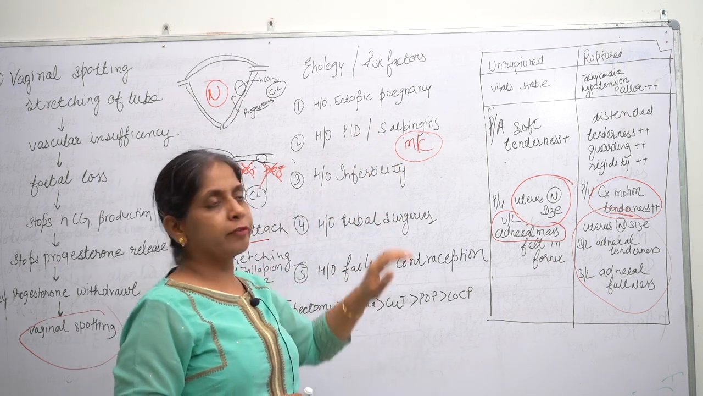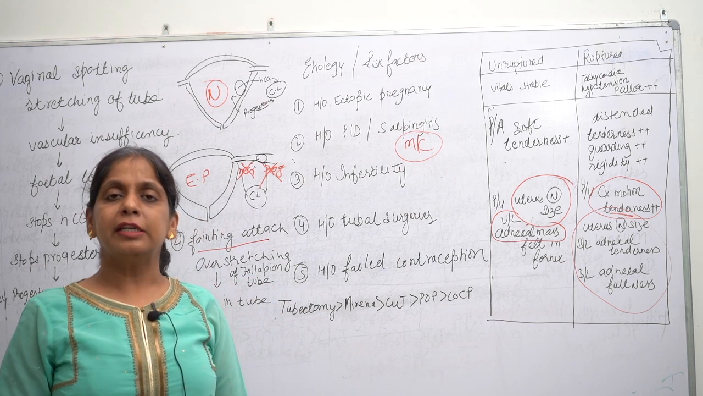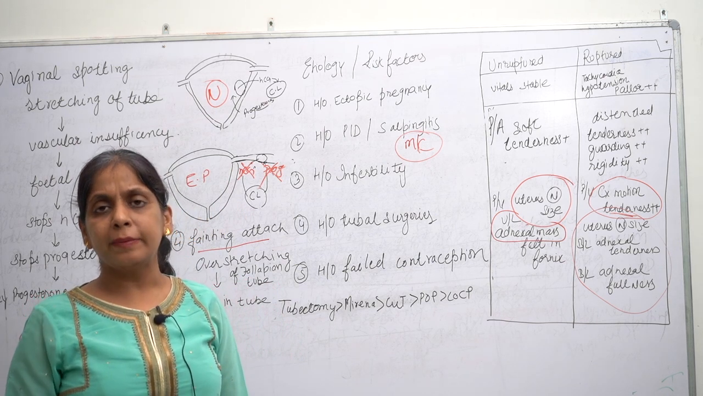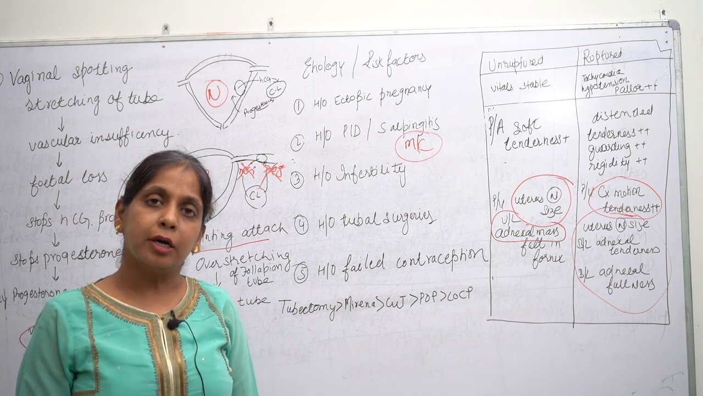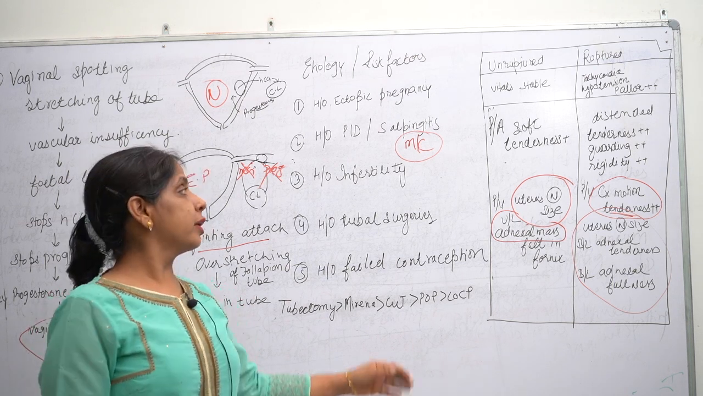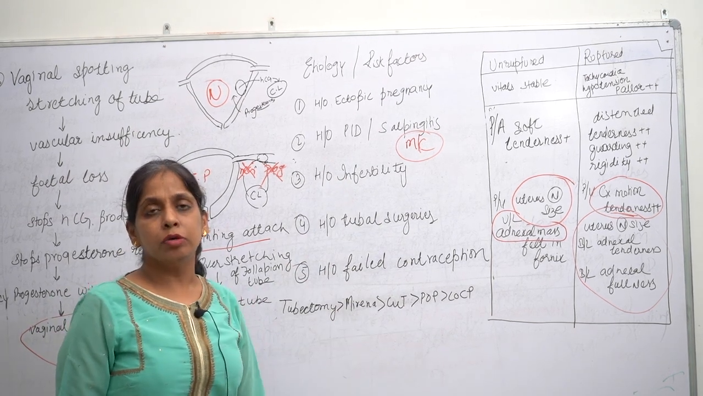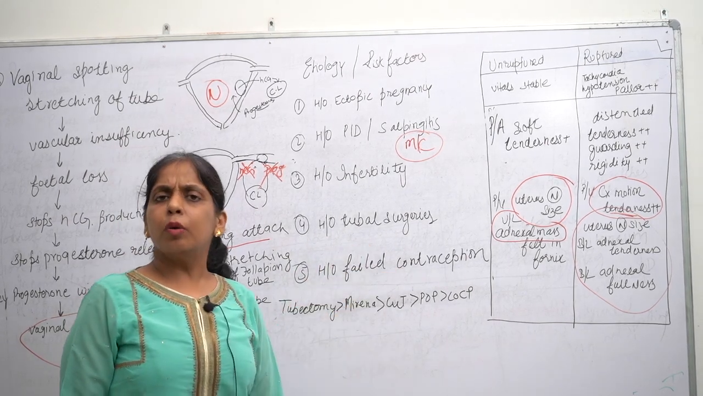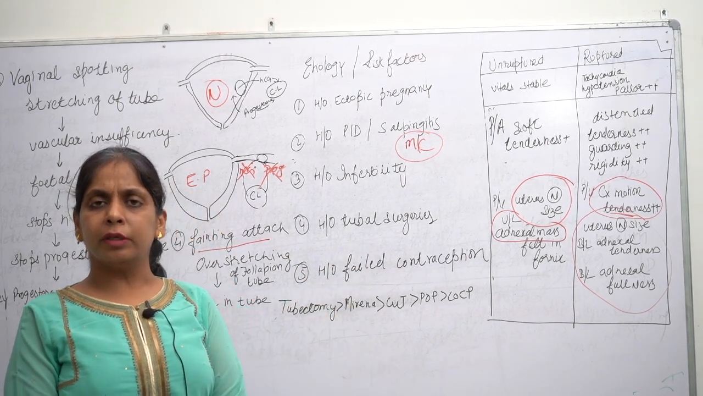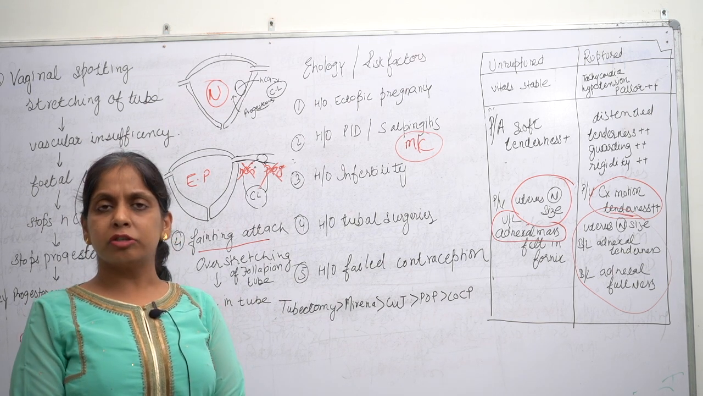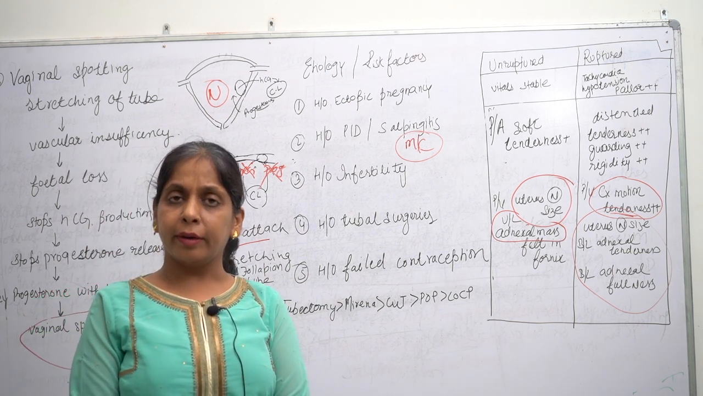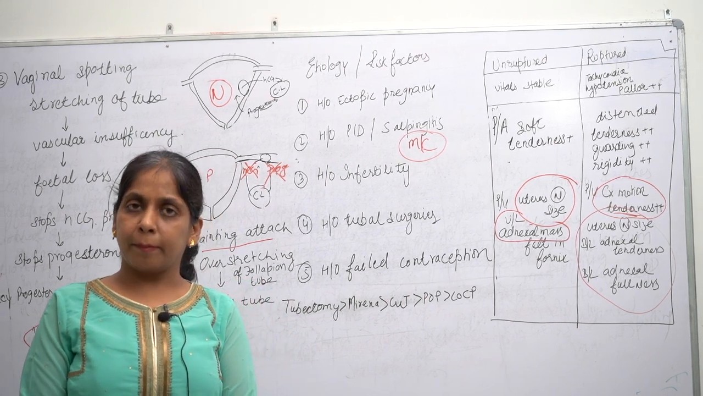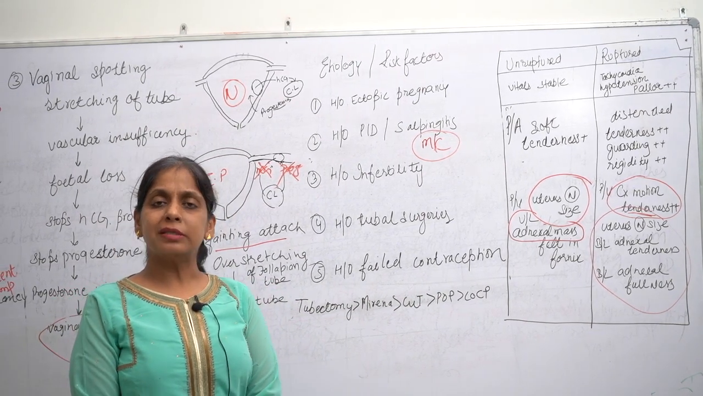Third is history of infertility. We know that infertility in 25 to 30% occurs due to tubal factors, tubal diseases. So history of infertility is the third most important factor. Fourth factor is history of tubal surgery. Which tubal surgery predisposes the patient? If there is tubal surgery, peristalsis and movement might get impaired, and ciliary movement also gets impaired. So which are the tubal surgeries?